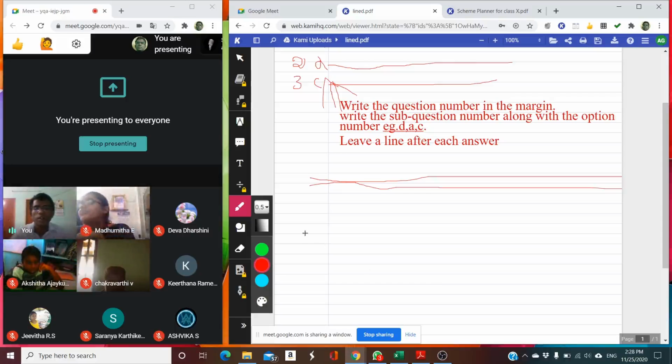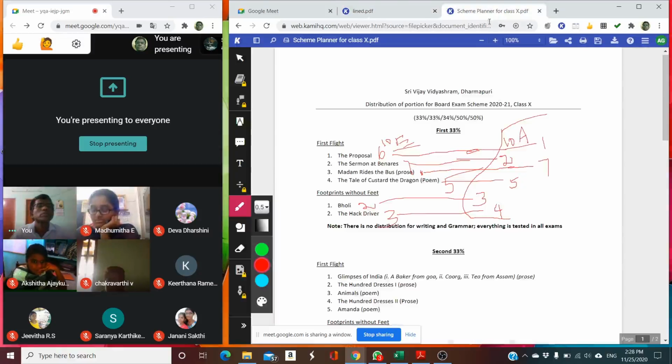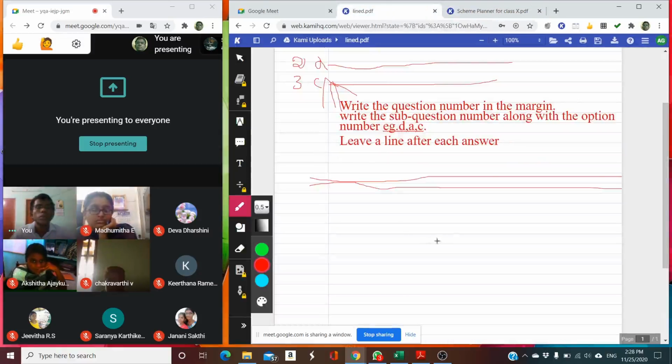So now that you finish the MCQ, question number 1 to 40, after that you go to section B. What do you have in section B? In section B, you have got part A and part B. In part A, you have got objective type questions. In part B, you have got compositions.